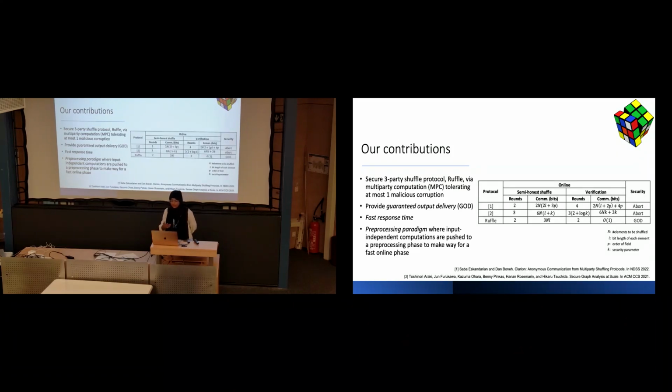Now, in comparison to the prior works, we are able to uplift the security to guaranteed output delivery. And as far as the online complexity of the protocols goes, most of the protocols are designed to first perform a semi-honest shuffle operation, followed by a verification phase to verify the correctness of the computation. And we are able to improve the round complexity as well as the communication. In fact, the verification phase is designed such that the cost for the same can get amortized in the presence of multiple shuffle instances.